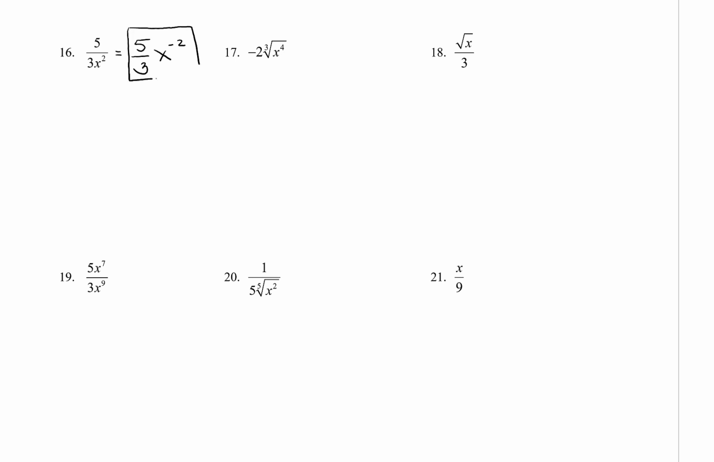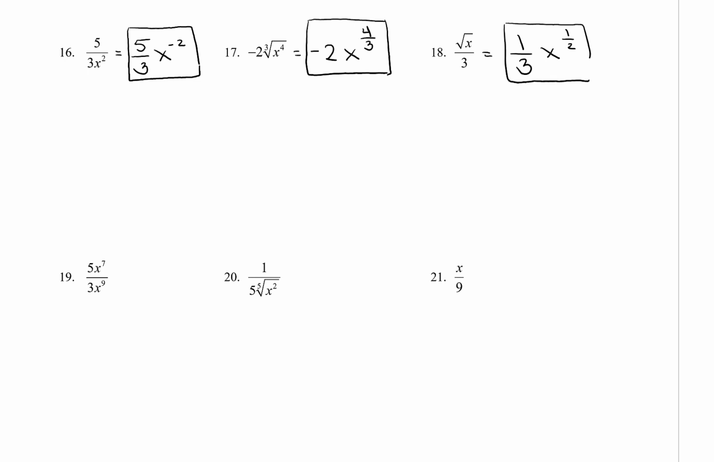Number 17, -2 times the cube root of x raised to the 4th power. So this is going to be rewritten as -2 x raised to the 4/3 power. And we're going to box that in. Number 18, the square root of x over 3. So I can rewrite this as 1/3 times x raised to the 1/2 power. And I'm going to box that in.